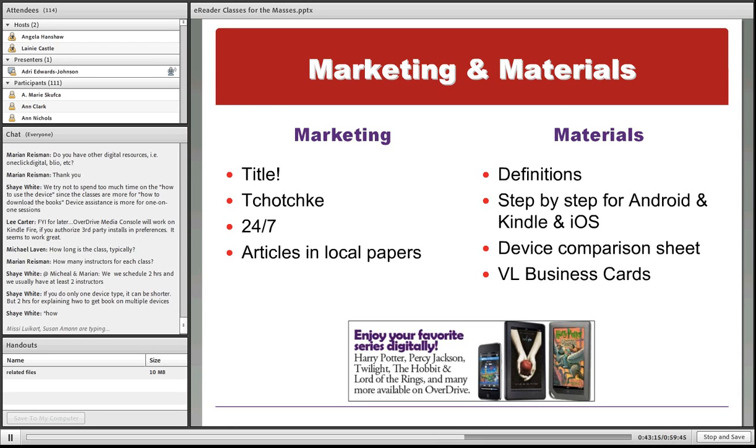Our materials, we do our definitions. These are all things available for you to download in that little related files packet. The only thing not there is a virtual library business card. We make sure everyone walks out with a virtual library business card so they can contact us at any time to ask questions. That card has a central phone number which calls everybody in my department, and a central email address which goes to everyone in my department.